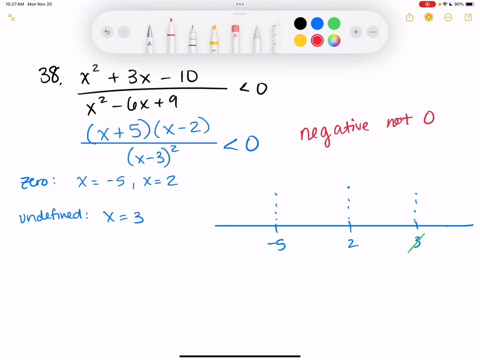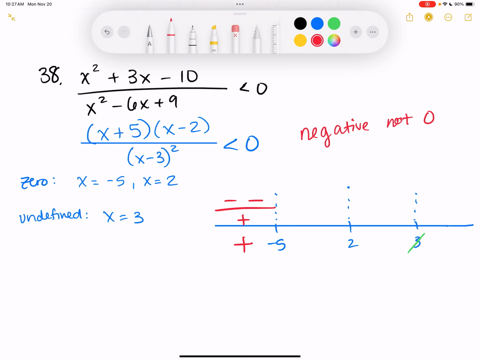All right, so what number do you want me to plug in over here? -6. So -6 plus 5, negative. I'm not even going to put parentheses around it because it seems like a lot of work. -6 minus 2, negative, over -6 minus 3 squared. That squared is going to make it always positive. Okay, so just something to note. So then negative divided by positive is positive.